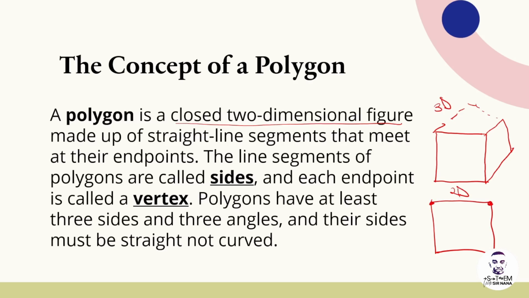So they are vertices. Now, polygons have at least three sides because you cannot have two sides as a polygon. So it begins from three sides, where the three sides will basically be a triangle. And then you can have four sides, where the four sides is a quadrilateral and the like. So let's look at some different types of polygons.